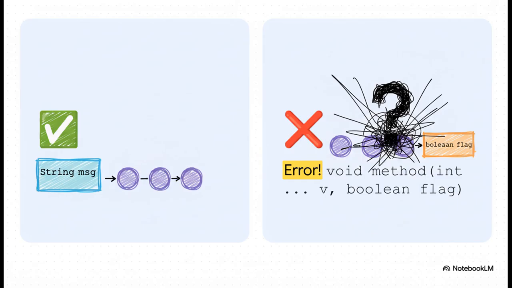And here's what that first rule looks like in practice. The code on the left, totally fine. You have a normal string parameter and then the varargs at the end. But the code on the right, that's an error. You can't put anything after the vararg, because how would the compiler ever know where your list of integers ends and the Boolean begins? It just can't work.